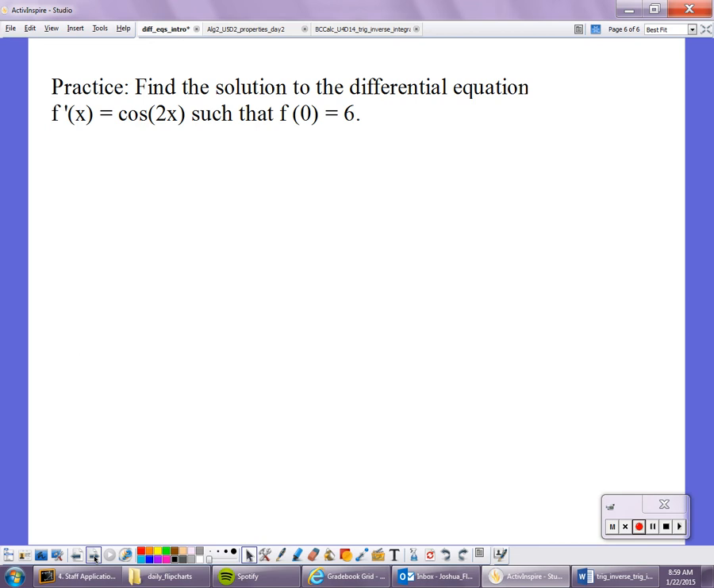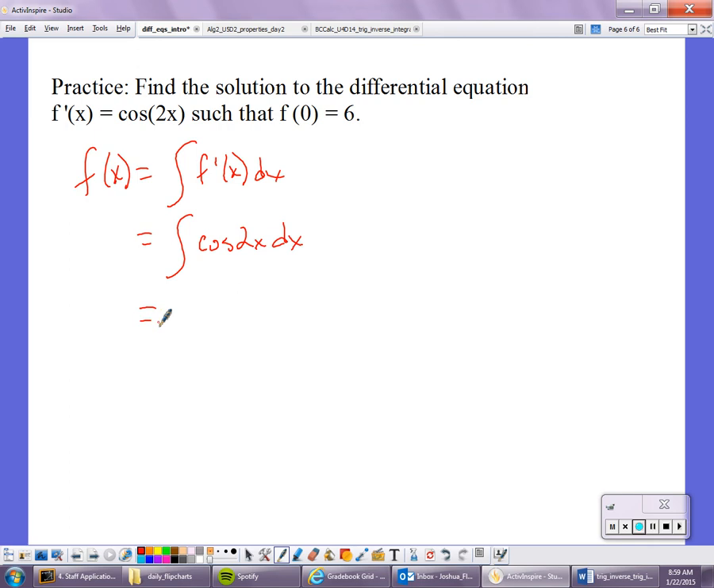Okay, so we know again that f of x equals the antiderivative of f prime of x dx. So it's going to be the antiderivative of cosine 2x dx. And you can do some substitution here. You would substitute u equals 2x, but I'm going to skip ahead and just go straight to the heart of it, which is you're going to get 1/2 sine 2x plus c, the constant of integration. So here's f of x.